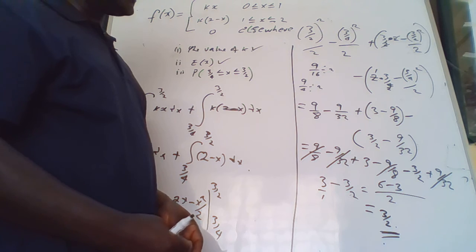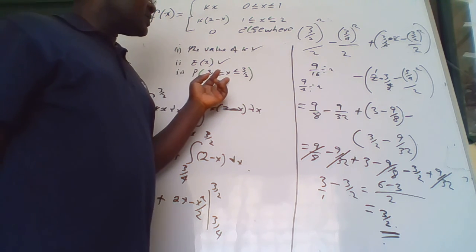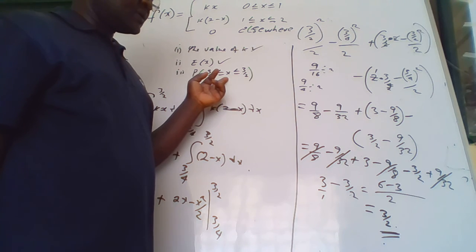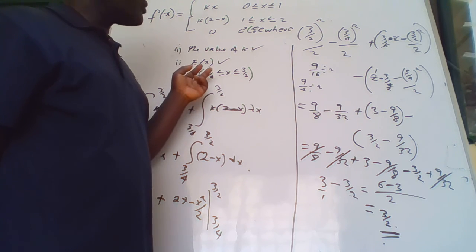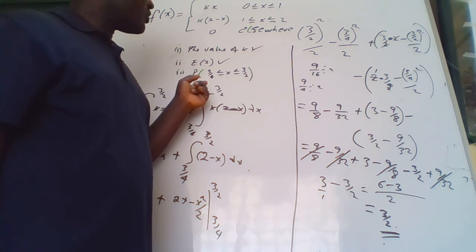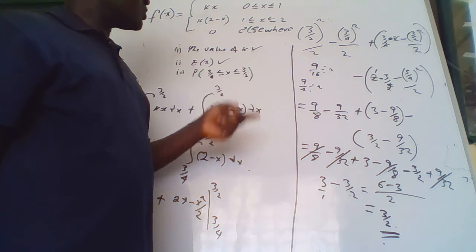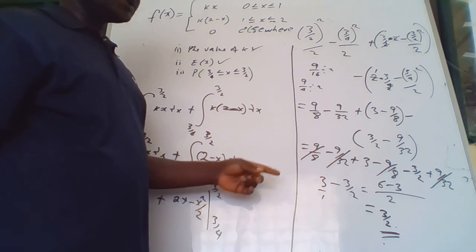So we are saying that the probability that x is greater or equal to 3 over 4 and x is less or equal to 3 all over 2 will be 3 all over 2.